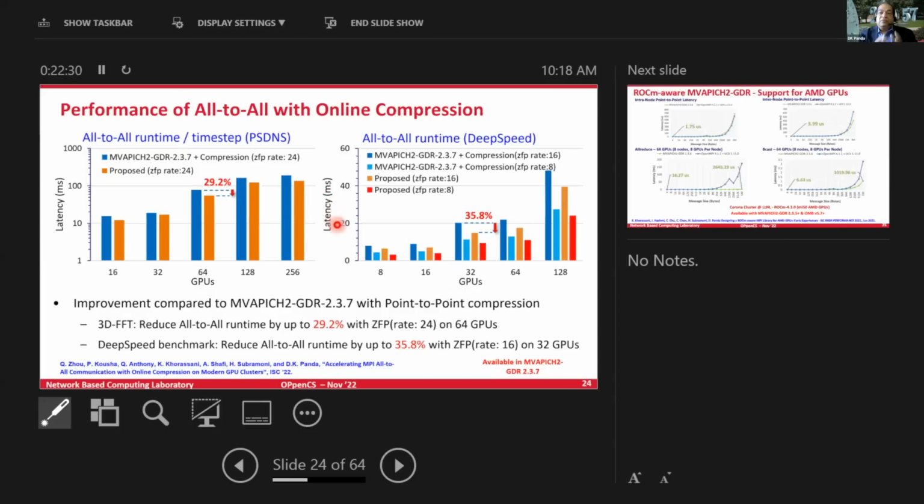Now, similar things we are now trying to extend to the collectives, because if collectives are designed based on point to point, you will see the benefit. But otherwise, we have actually built in new kinds of algorithms to do the compression. So this was presented at ISC earlier. And this is PSDNS, which is a computational fluid dynamics simulation. Here you can see we are able to reduce by 30%. And this is DeepSpeed, the deep learning application. Here you can see we are able to reduce by almost 36%. So there is a very significant role of using this compression.